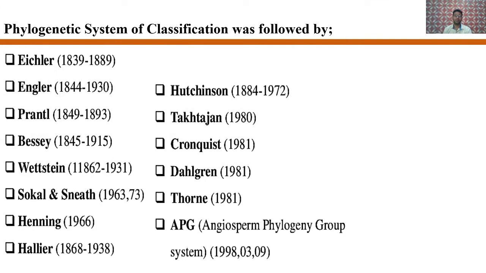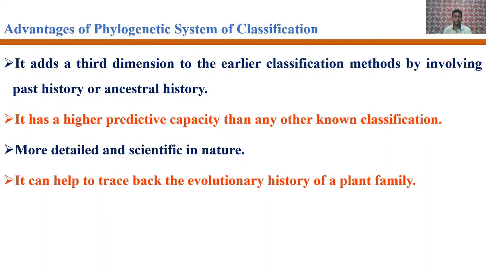The phylogenetic system of classification is followed by various systematists, for example, Eichler, Engler, Prantl, Bessey, Wettstein, Hallier, Hutchinson, Takhtajan, Cronquist, Thorne, and the newest and most modern system of classification, that is APG, Angiosperm Phylogeny Group system. It also is a phylogenetic system of classification.